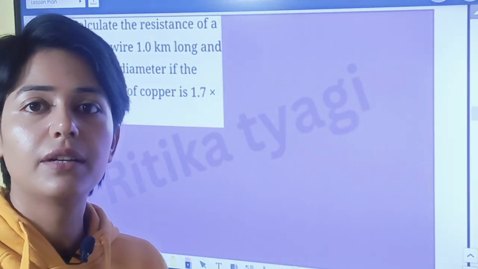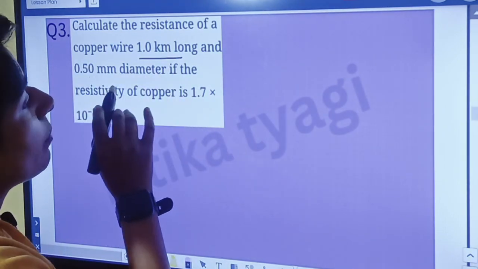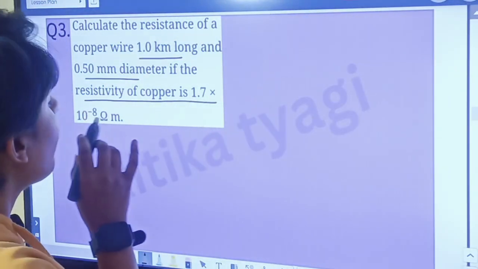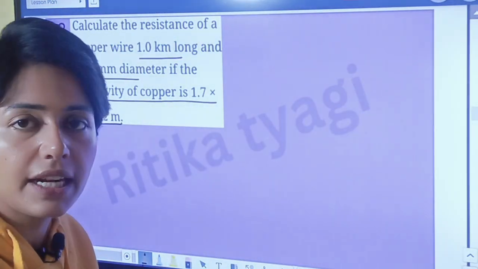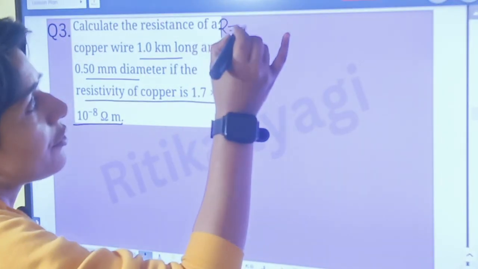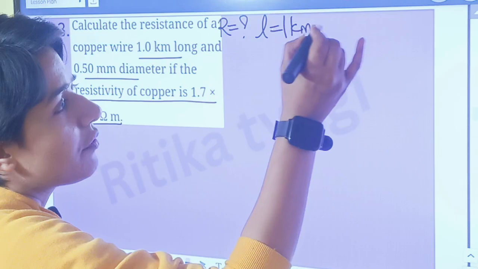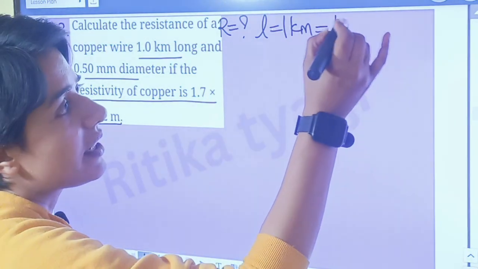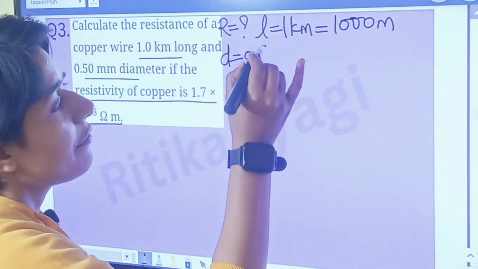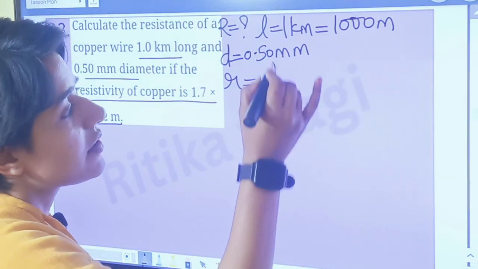Solving numerical number 3. Calculate resistance of a copper wire 1 km long, 0.50 mm diameter, if resistivity of copper wire is 1.7 multiplying 10 to the power negative 8 ohm meter. Here we have to find the value of R. Length is given 1 km. Convert 1 km into meter, that is 1000 meter. Now diameter is given 0.50 mm. Convert it into radius, that is d by 2.